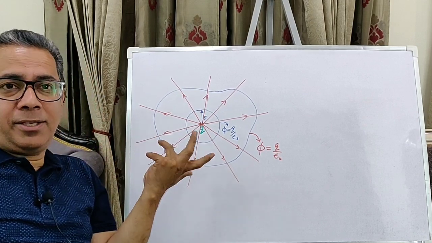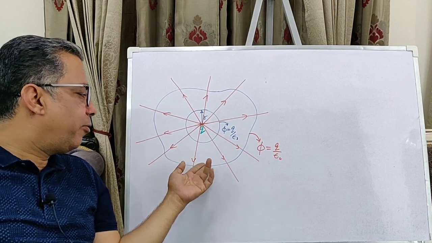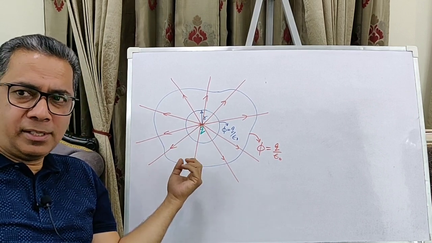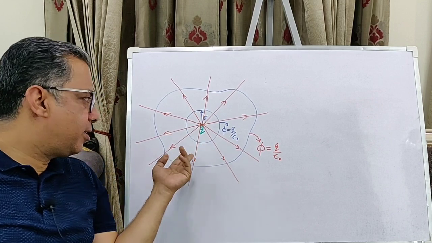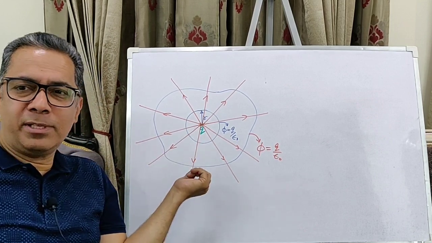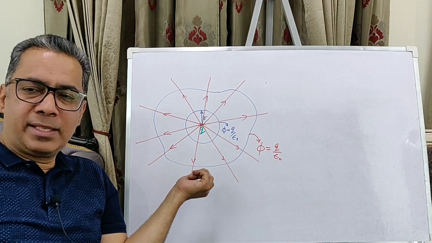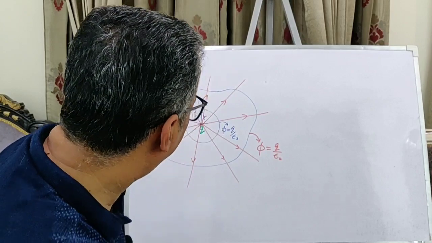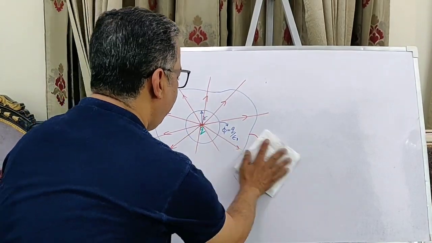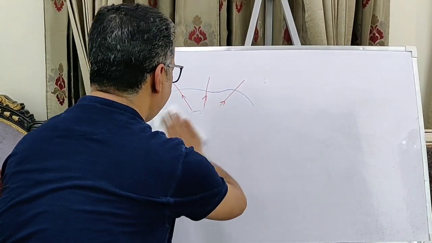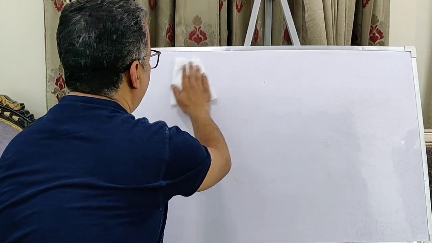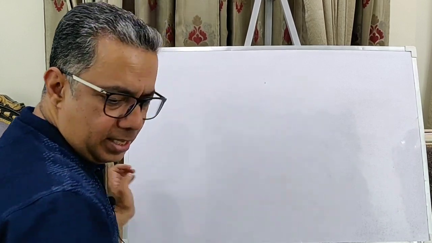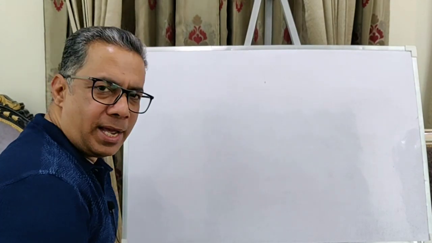Now, is this universally applicable for all kinds of closed surfaces, for all kinds of charged particles, for all kinds of placements of the charged particles? Well, let's examine this in a little more detail. What we have so far learned is that if the charged particle is placed inside a surface, the flux through that closed surface happens to be Q by epsilon naught.